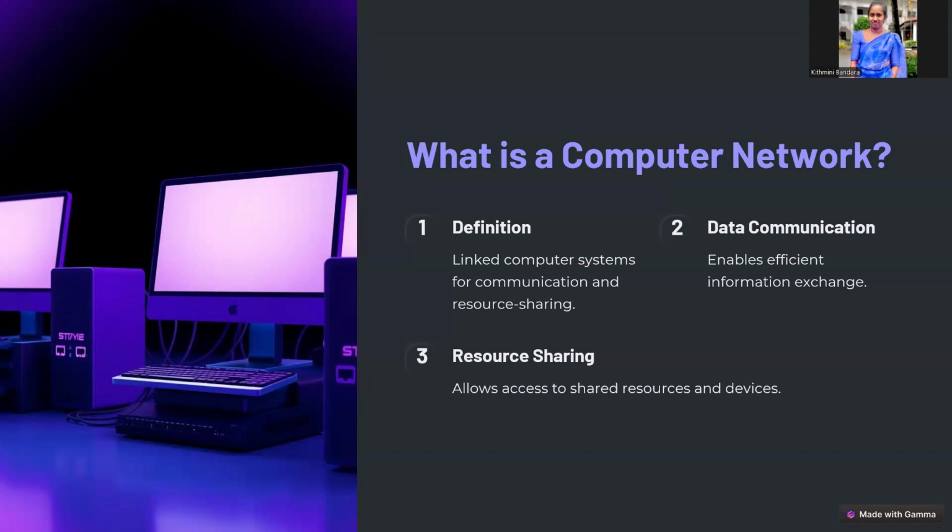A computer network is when two or more computers or devices are connected together to share resources and communicate. For example, in a school, all the computers in the lab are connected to the network, so they can share printers, files, and the internet.